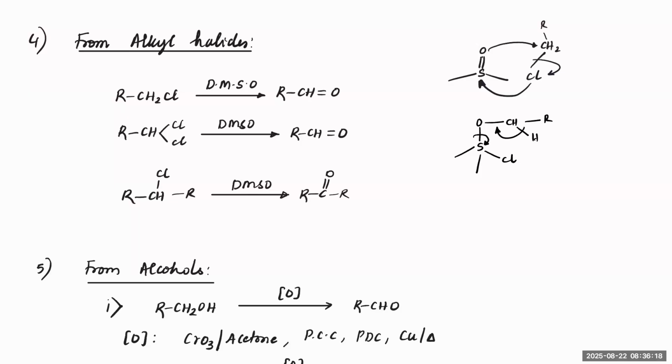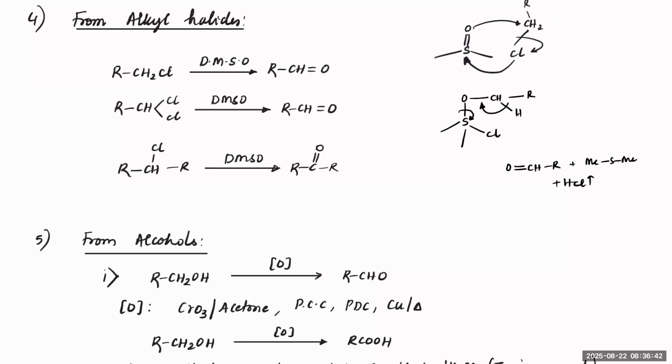So that way, this will convert into a double bond form, and this H plus which is released will again collect with chloride. So we will get this as double bond CH and R plus methyl sulfur, and methyl will remain, plus HCl will come out. Got it? This is typically how it happens when it comes to DMSO. It will convert into an aldehyde, releasing this HCl vapors.